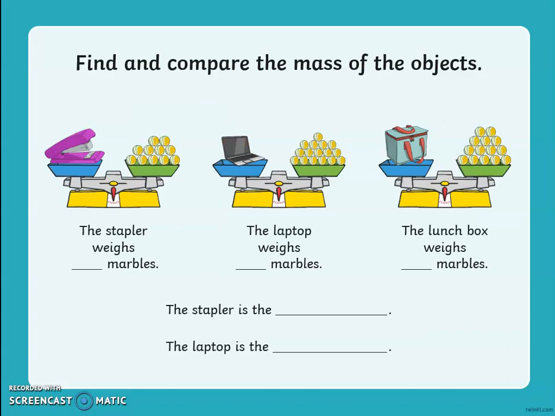Find and compare the mass of these objects. The stapler weighs 11 marbles, the laptop weighs 16 marbles, and the lunchbox weighs 14 marbles. So I would say the stapler is the lightest, and the laptop, of course, is the heaviest. Well done. Make sure you're pausing as you're going along.